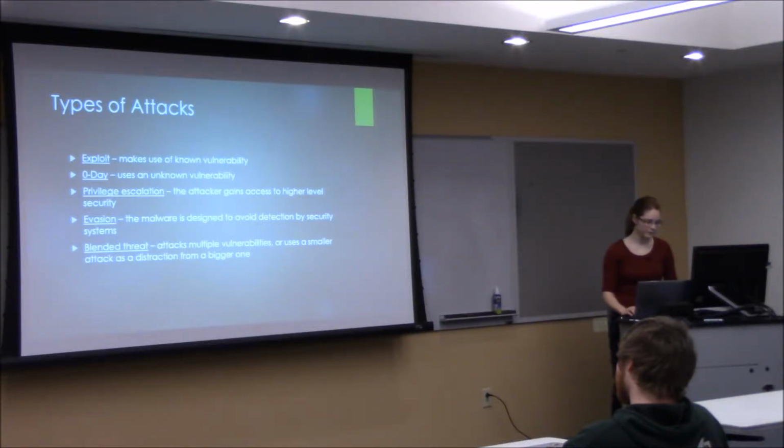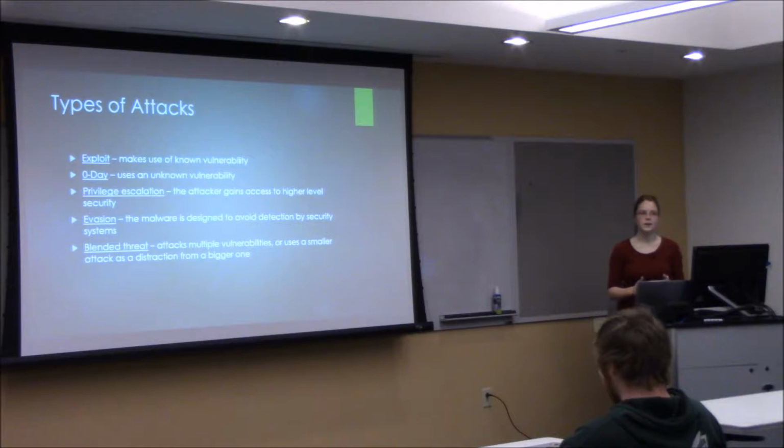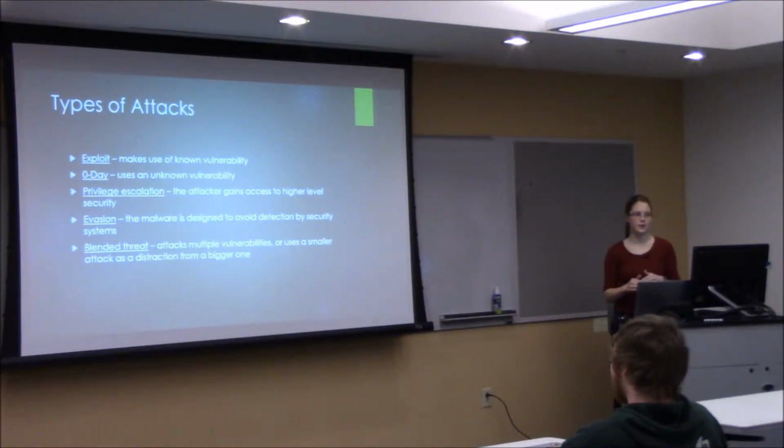Next up is privilege escalation, which is when the attacker gains access to higher-level security. Usually an attacker will do this by gaining access to small amounts of data or information, and then working their way up through the system to get more administrative rights. Once they have more and more control and access to the system, they can infiltrate it on different levels and to greater amounts.